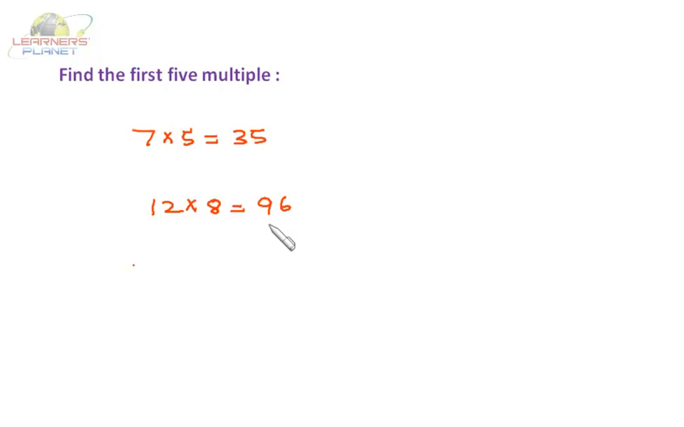So if you are clear about the tables, you can find out the multiples and factors, both of them as well.